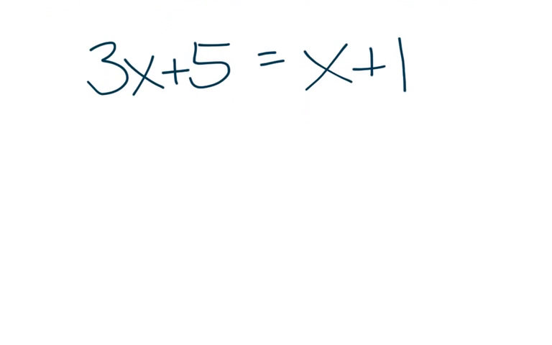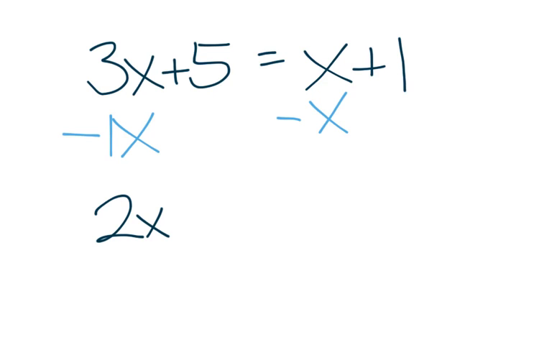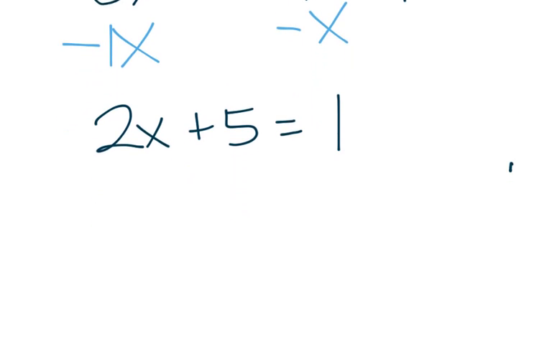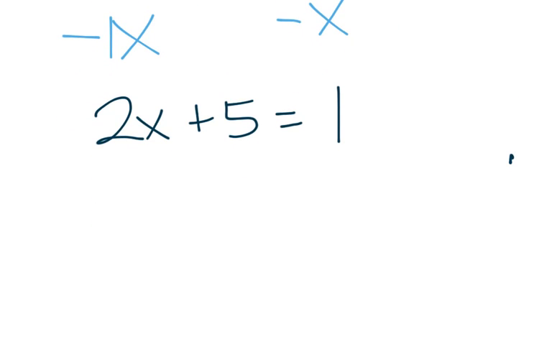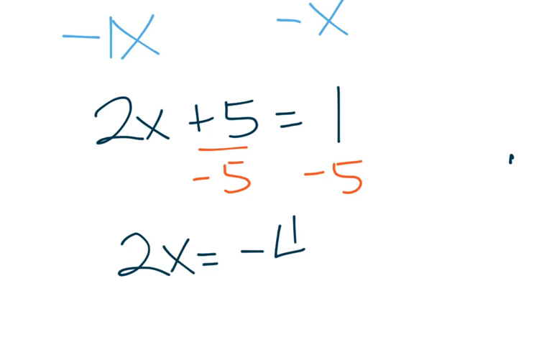So what we want to do is get all the x's on one side and all the numbers on the other side. So for me, the easiest way to do that is to subtract the smaller x from both sides. So we have 3x minus 1x, and that's 2x. So we have 2x plus 5 equals 1, and we want all the numbers on the opposite side from the x. So we're going to take this 5 and subtract it from both sides. So then we have 2x equals 1 minus 5, which is negative 4.